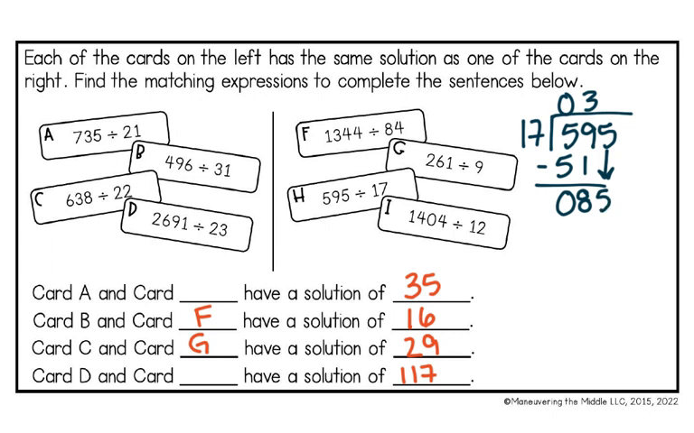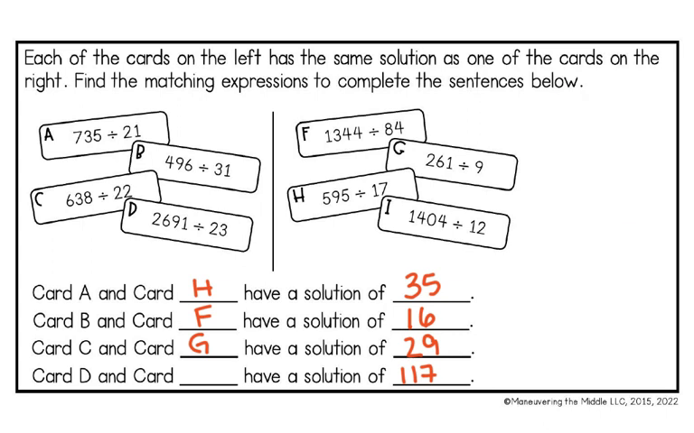17 can go into 85 5 times. 5 times 17 is 85. Subtract, and we get 0. So card H has an answer of 35, which matches card A. So card A and card H have a solution of 35.